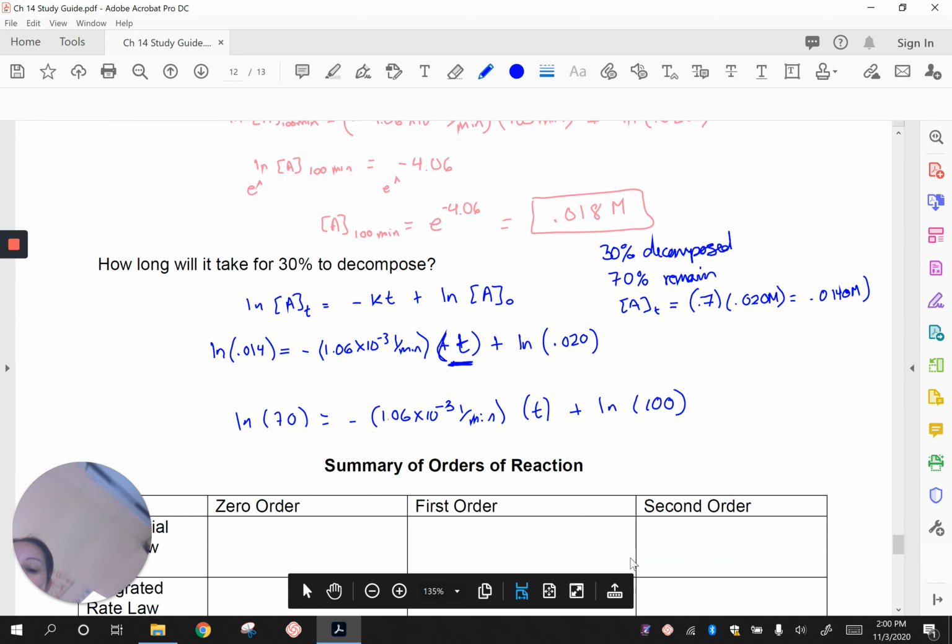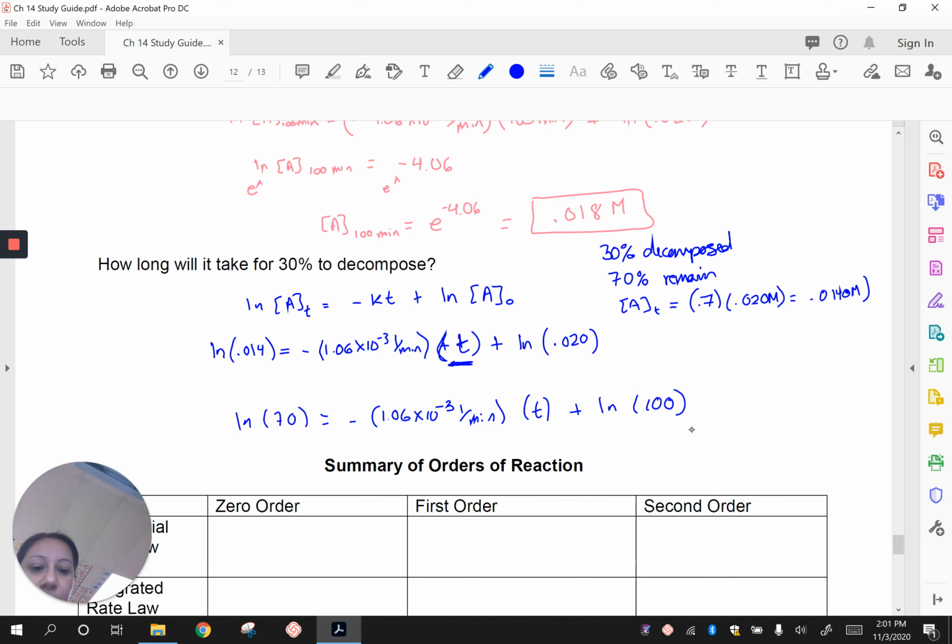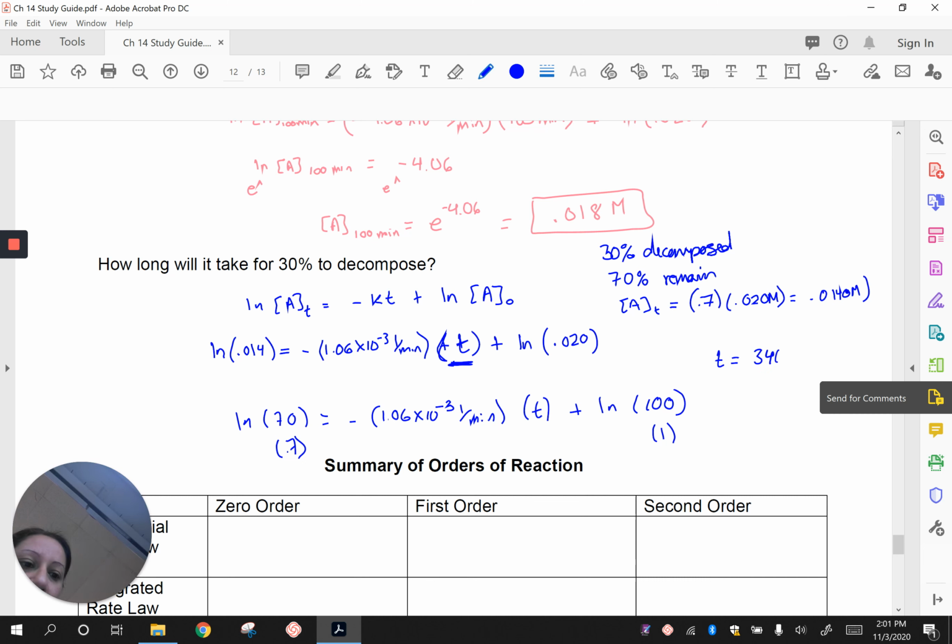A third way to do it is you can say, well, 100% is like 1 in decimal form, so you can plug in 1 here, and what you'd be left with would be 0.7. Whichever way of the three, you will get the same exact answer. So you can plug in the real numbers here, or you can just plug in percentages or 1 and 0.7. Any of those would give you the same value. So if you solve for T in any of those ways, you're going to get 340 minutes.